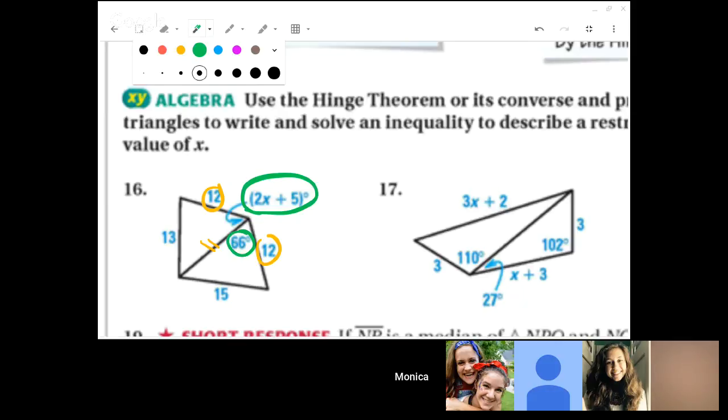So if 15 is the longest side, then according to the hinge theorem, which angle is going to be the largest angle? Yes. So you're going to set up an inequality and say 66 is greater than the other angle, which is 2x plus 5, and then solve for x. Does that make sense?